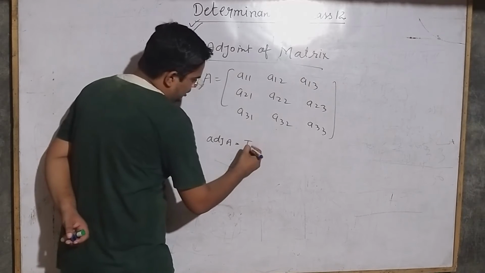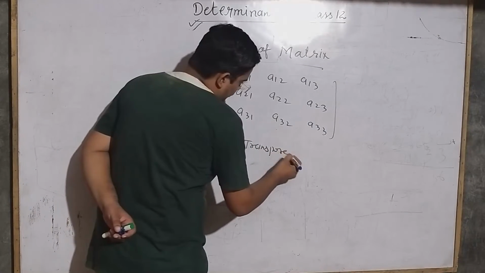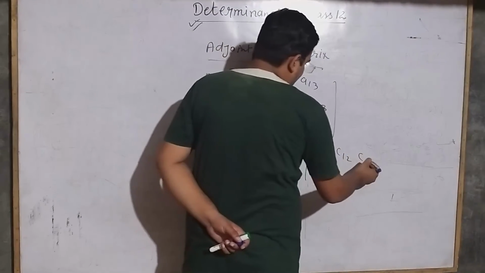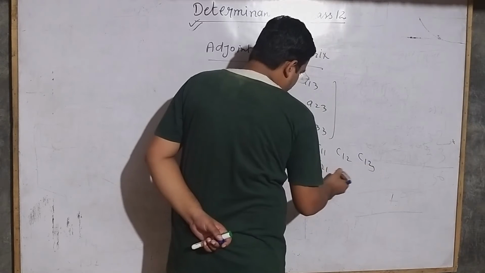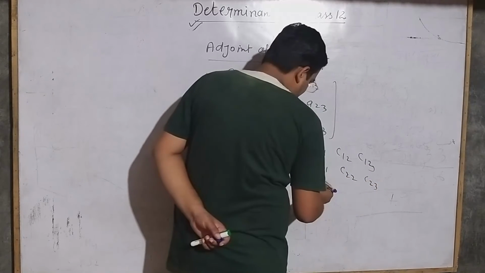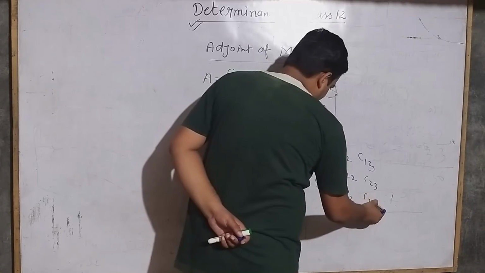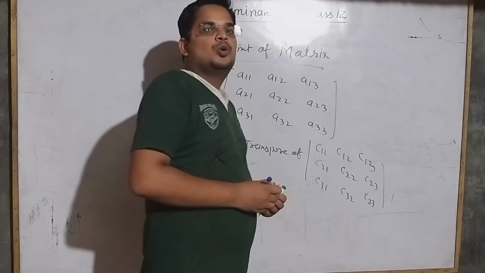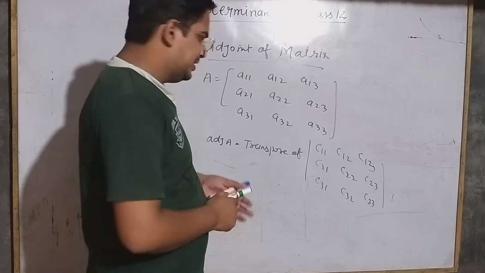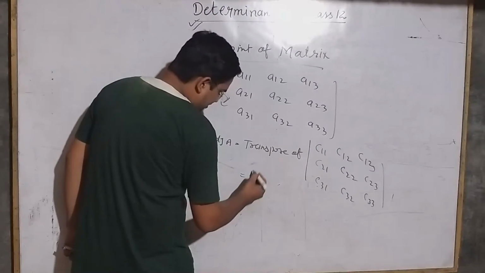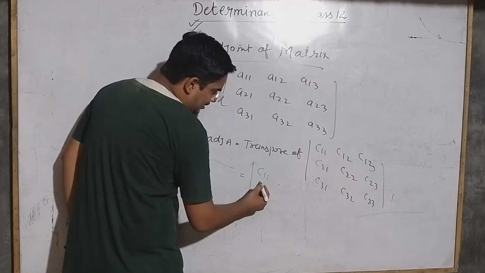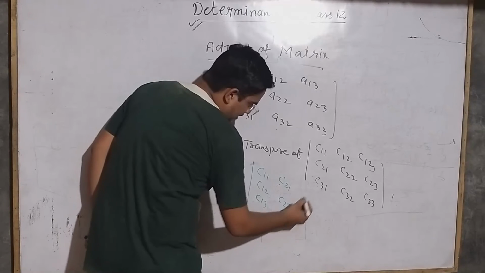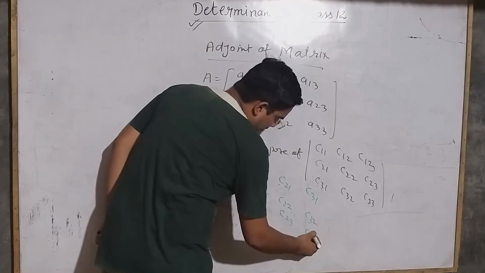Adjoint of A will be equal to the transpose of this one: C11, C12, C13, C21, C22, C23, and C31, C32, C33. What I am telling you, children, is that the adjoint of any matrix will be equal to the transpose of the cofactors. I can also write it like this: C11, C12, C13, C21, C22, C23, and C31, C32, and C33.